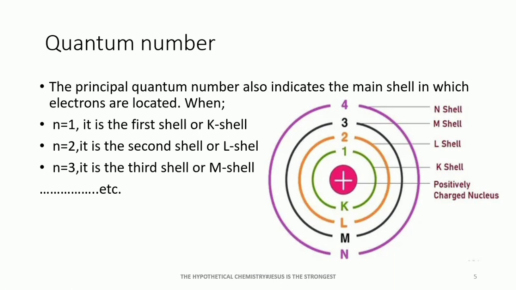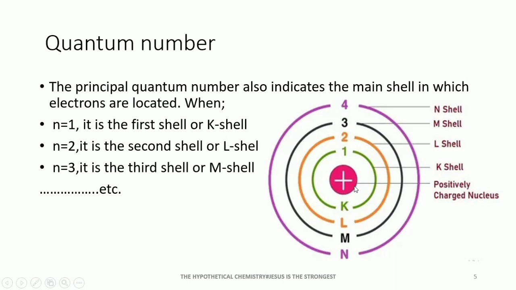All right. So the distance from the nucleus to the first shell, being K, is shorter as compared to the distance from the nucleus to the second shell, being L. At the same time, the distance from the nucleus to the third shell, being M, is longer than from the nucleus to the second shell, being L. And from the nucleus to the fourth shell, being N, is also longer than from the nucleus to the third shell, being M.